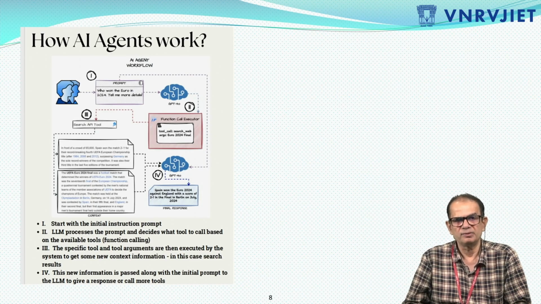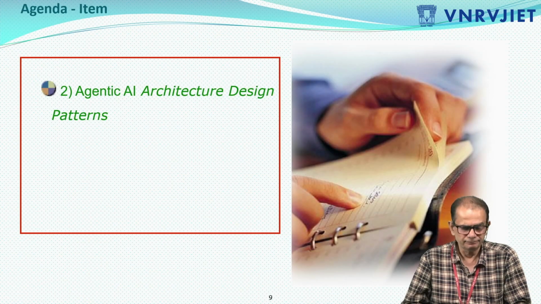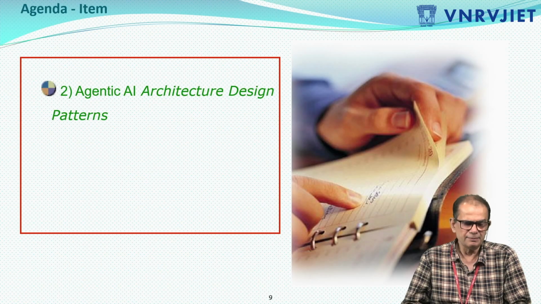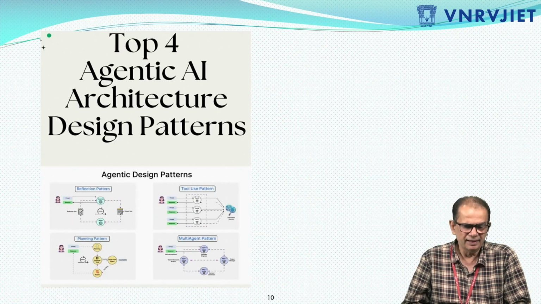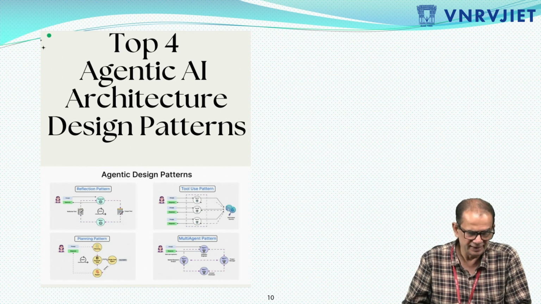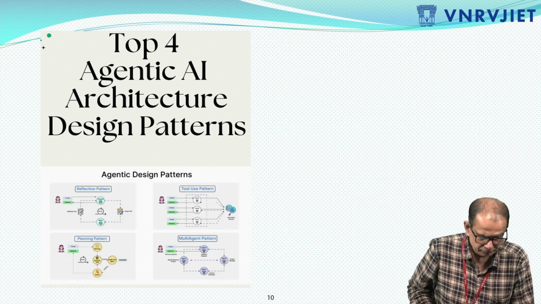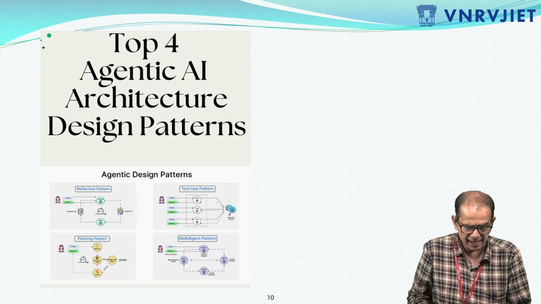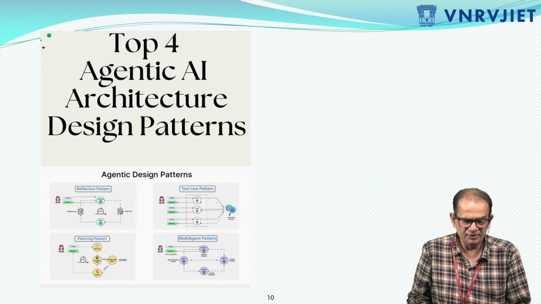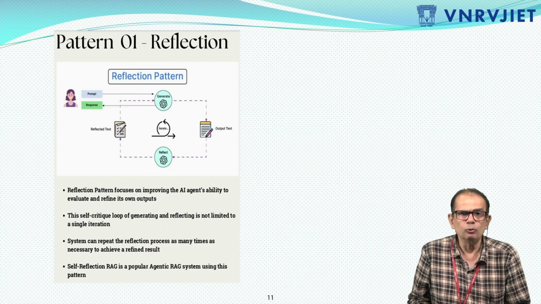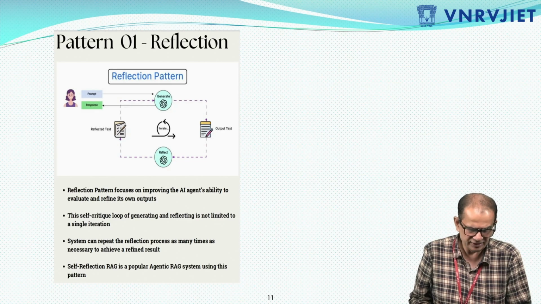And this is how the problems are solved using agentic AI. Okay, we will talk about some of the architecture design patterns of agentic AI, and the top 4 architecture patterns are the reflection pattern, the tool use pattern, the planning pattern, and the multi-agent pattern. We have to remember these are the top 4 agentic AI patterns. Now we'll talk about the very first, the reflection pattern.